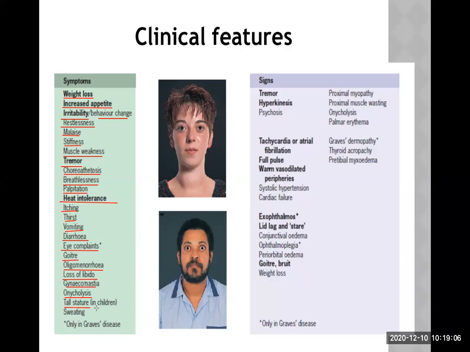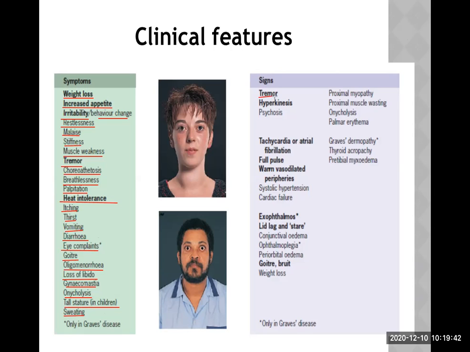If a child develops hyperthyroidism quite early, they become tall. This is a very true thing because thyroid hormone stimulates the epiphyseal plate of the cartilage. That's why in hypothyroidism the child is very short in stature, whereas in hyperthyroidism the child becomes tall. And there is excessive sweating. There's no doubt about it. Sweating is a very important feature of hyperthyroid condition. Now, these eye complaints are only seen in Graves' disease. We'll talk about that. Now, let's go to the signs.